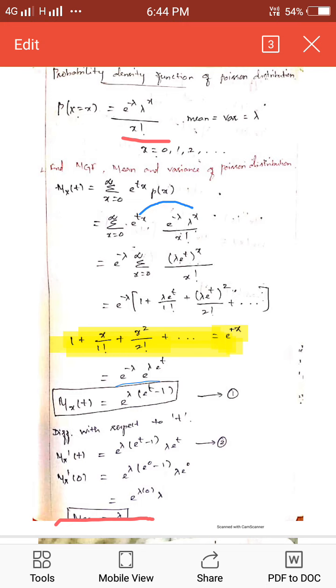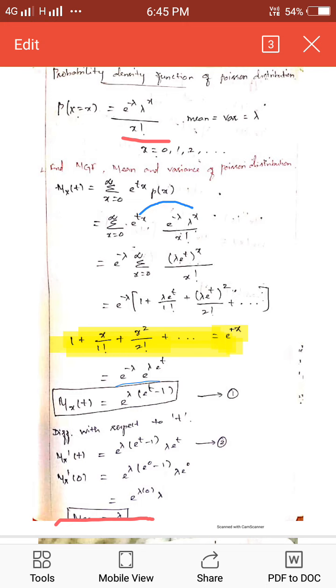The moment generating function M_X of t equal to summation e power tx into p of x. In the p of x place, we are going to substitute the Poisson distribution formula and the starting and ending limits. So, summation x equal to 0 to infinity e power tx into e power minus lambda, lambda power x by x factorial. Here, e power minus lambda is constant, so we are taking e power minus lambda outside.